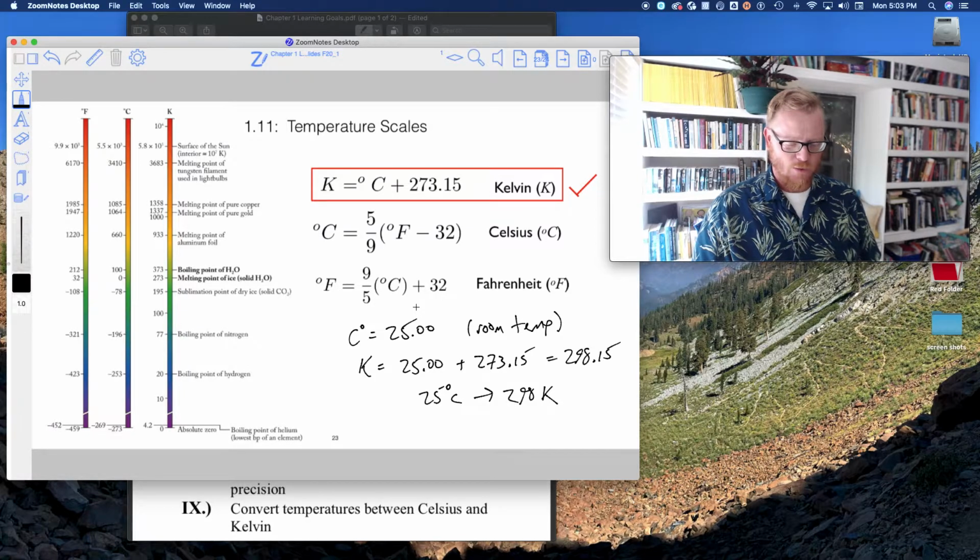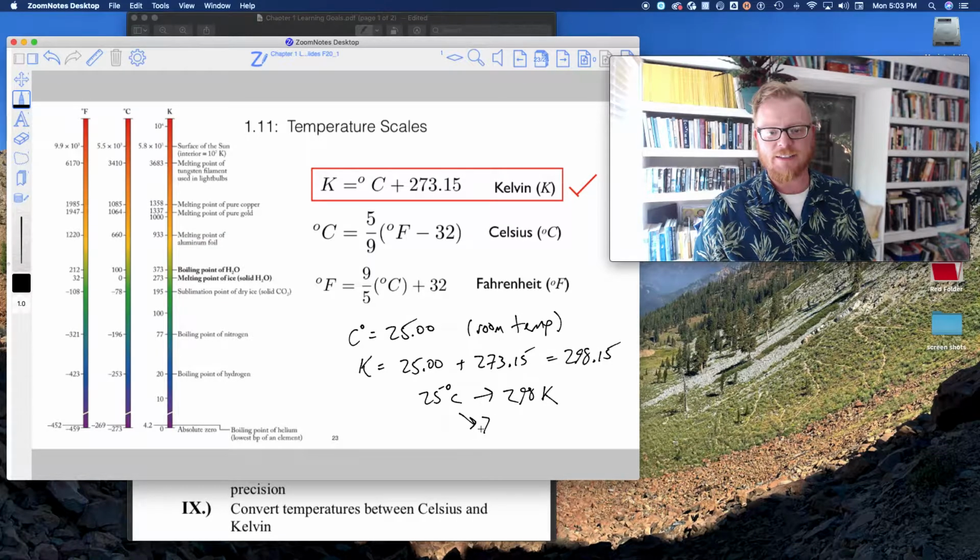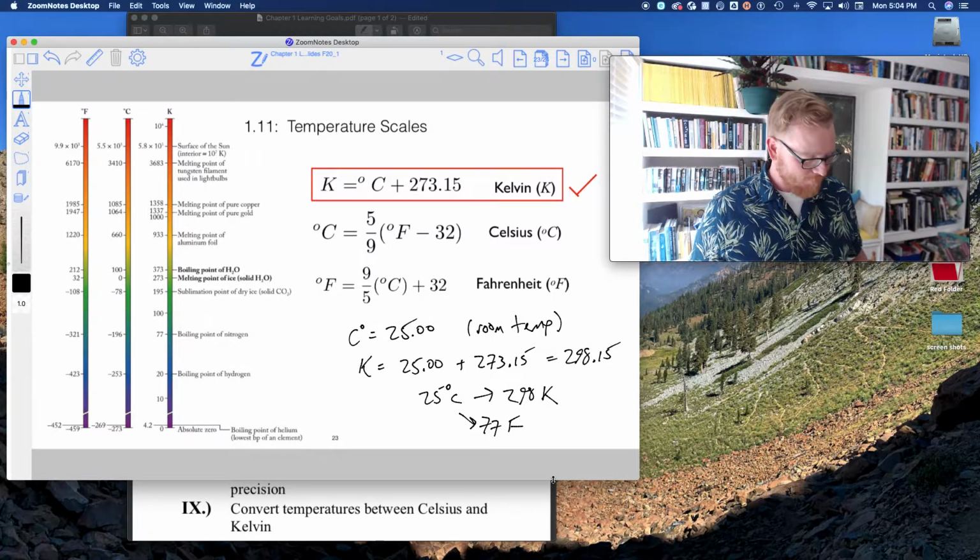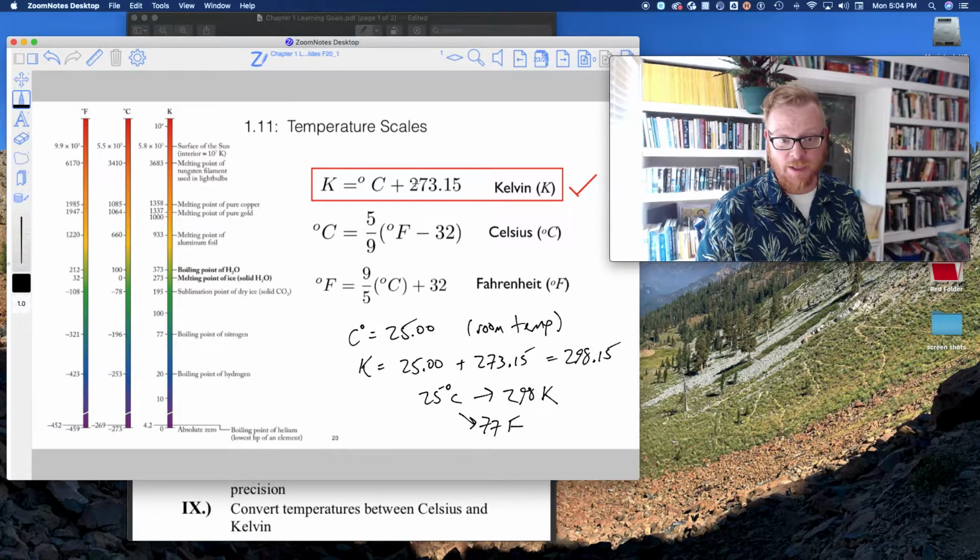Okay, so what's 25 Celsius in Fahrenheit? Okay, so 25 Celsius in Fahrenheit, I can say 25, times 9 divided by 5 plus 32, and that's 77 Fahrenheit. That'd be kind of warm. That'd be a warm room if you were sitting in a 77 degree room. So be able to use these formulas. You don't have to memorize these two, but I do want you to memorize the Kelvin Celsius formula.